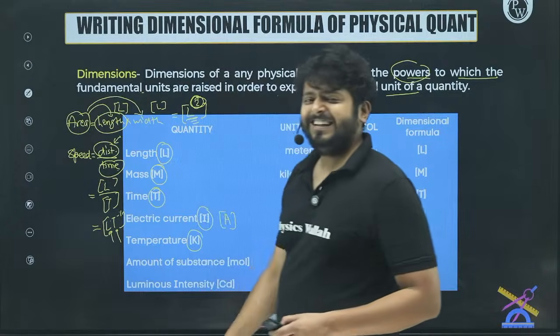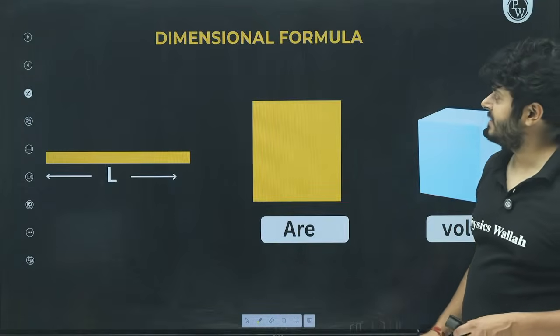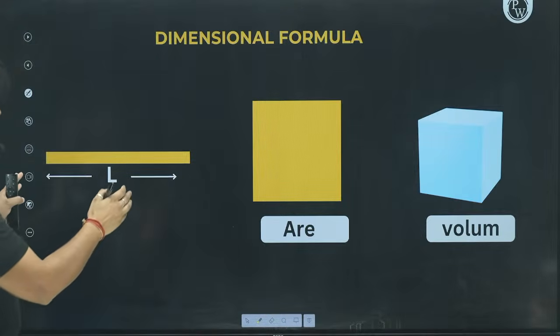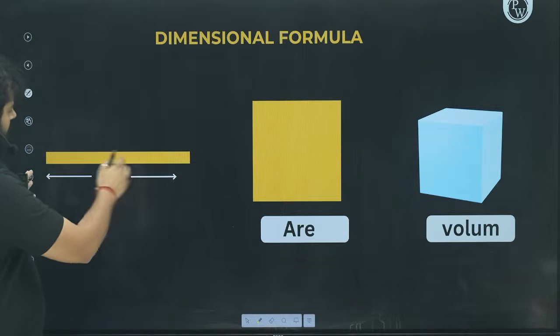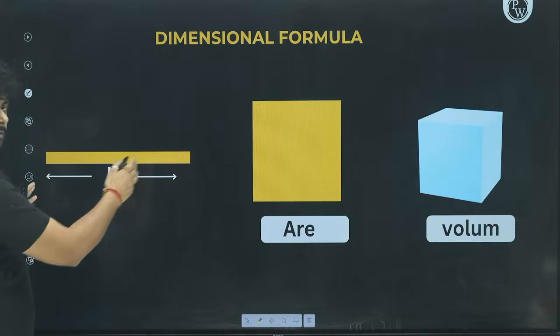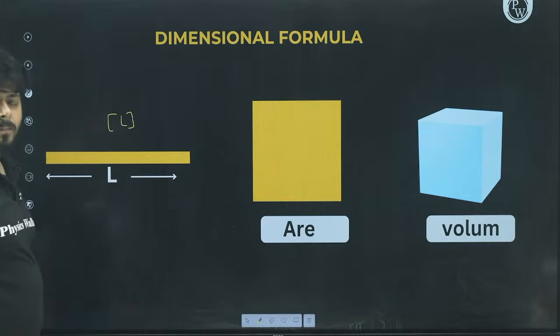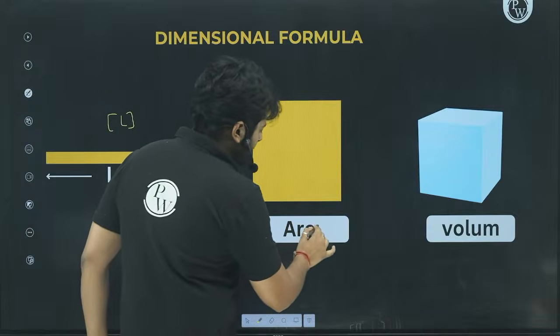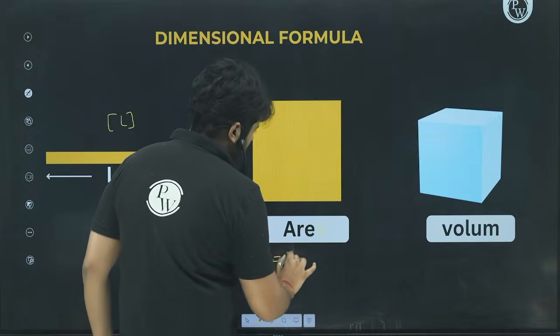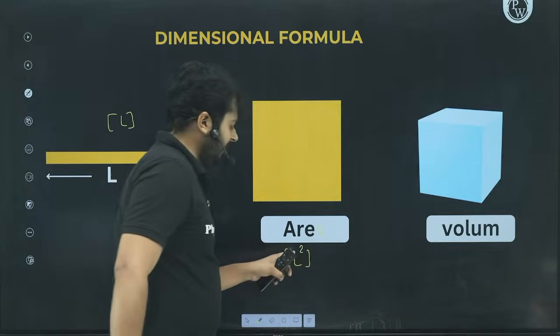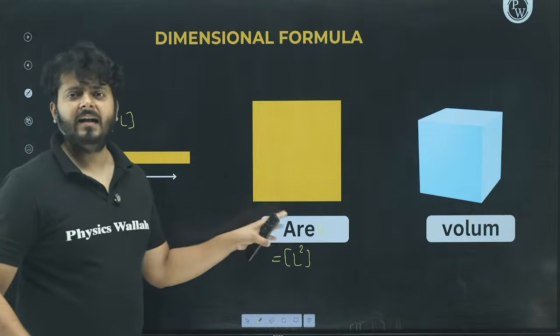All right. So this is it. Let's continue. Let's try and write the dimensional formula of different things. So here, this rod of length is L. What will be the dimensional formula for area? The dimensional formula for area is length into width. It is L2. We don't read it L square, we read it L2.